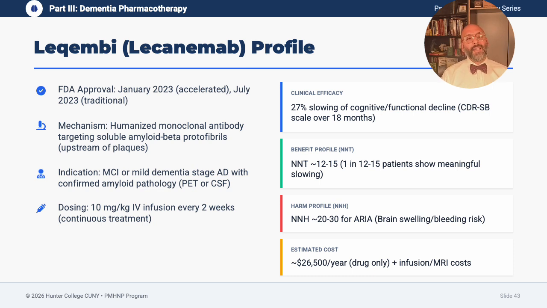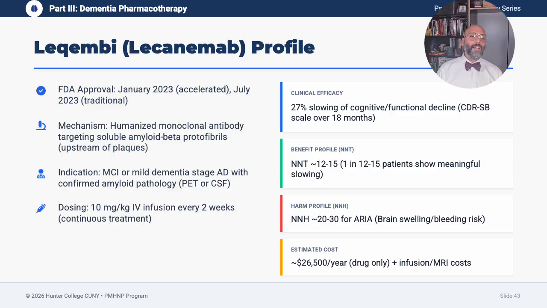The indication is strictly limited to patients with mild cognitive impairment or mild Alzheimer's dementia who have confirmed amyloid pathology by PET or imaging. This is not appropriate for moderate to severe Alzheimer's dementia. So in terms of efficacy, it's demonstrated about 27% slowing of cognitive and functional decline. Clinically, the number needed to treat is about 12 to 15, meaning only a subset of patients experience meaningful slowing of progression. And the trade-off is the number needed to harm, which is 20 to 30, and it mandates serial MRI monitoring.